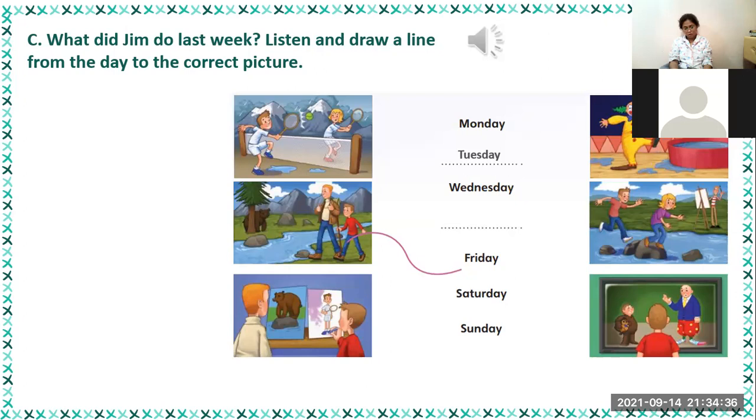Can you see the line from the word Friday? On Friday, Jim went to the mountains. What now? I can't hear anything! Now you listen and draw lines. One. Can you please do it again?